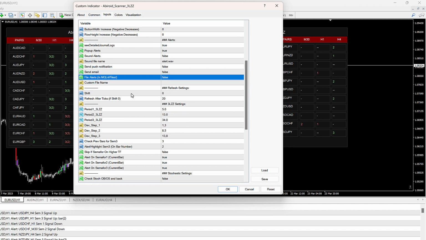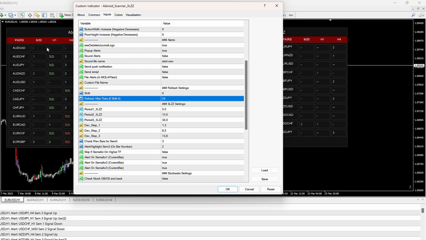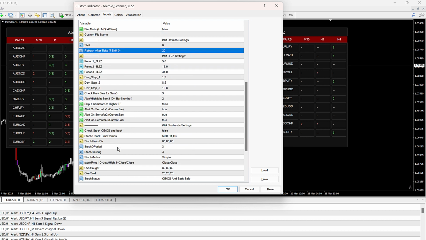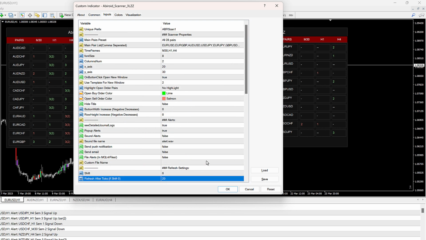And right here, the shift is 0, which means all of these checks, they will happen starting from the current bar, the ongoing bar. And this one, refresh after ticks. If you feel like your dash is hanging, then you just set this to a slightly higher value. Because if you have a lot of things loaded on the dash, then it might need some more ticks to function. We already talked about all of these semaphore settings and the stochastic settings, also the SR, and finally the MA filter. So I think that's pretty much it for this one.